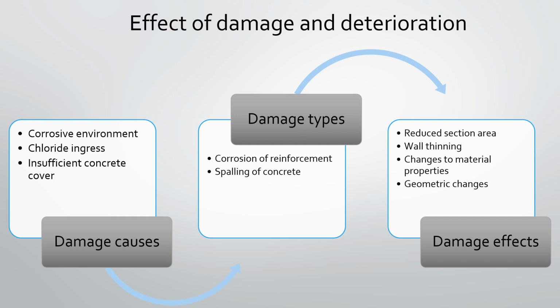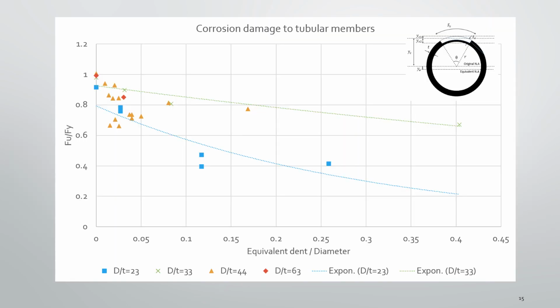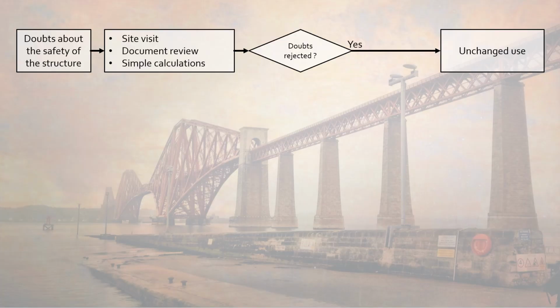And if we are to implement any mitigating measures to reduce further damage and deterioration, we need to know the cause of the damage. For some structural elements, simple indications exist of the loss of capacity with increasing degradation, which can be used in these evaluations. Here, an indication for the loss of capacity for a tubular structure member is shown as a function of corrosion damage.